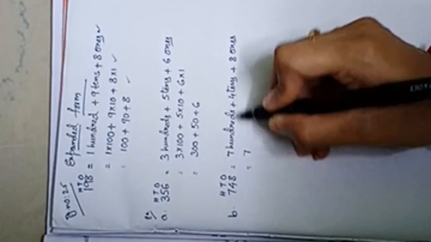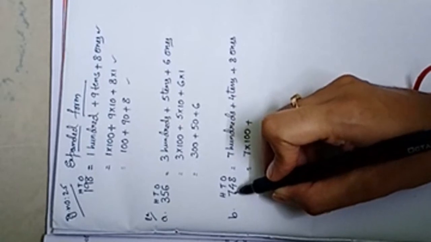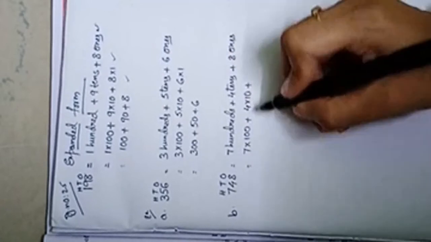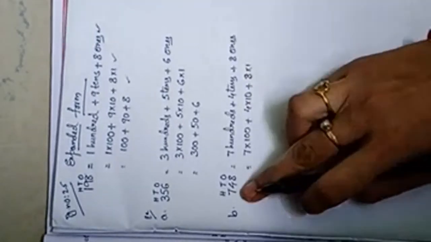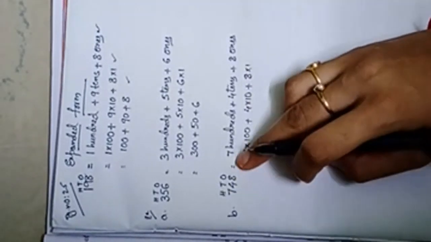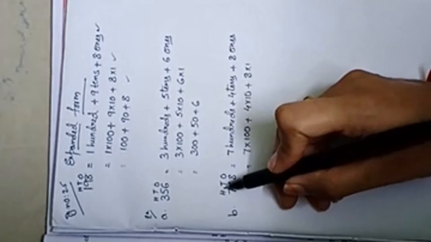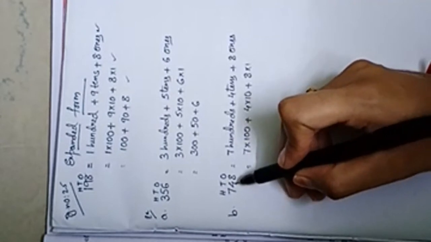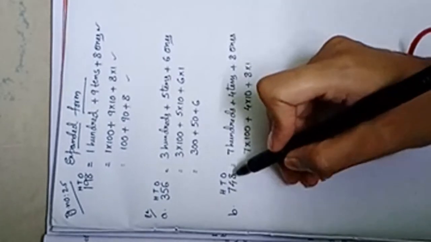Now, 700, nothing but 7 into 100. 700. 7 into 100, 700. 4 tens means 4 into 10. And 8 into 1. You know how to write place value of digits of hundreds place, tens place and ones place, no? You have to write in that form. So 7 is there in hundreds place, so I multiply by 100. 4 is in tens place, so I multiply 4 by 10. 8 is in ones place, so I multiply 8 by 1.